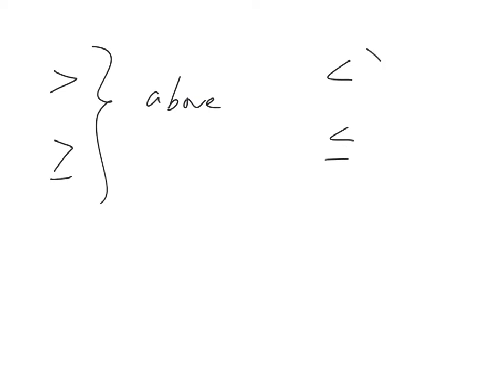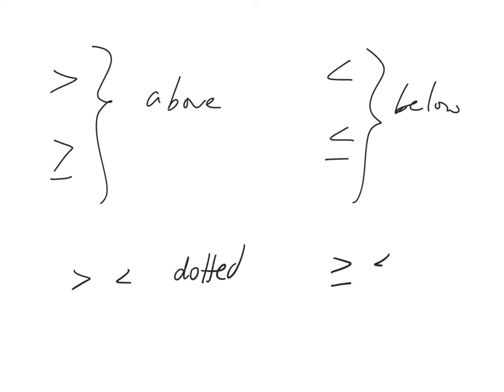Remember, these types of lines you shade above. These you shade below. If you have greater than or less than, it is a dotted line. Greater than or equal to or less than or equal to, you have a solid line. All these problems we're working on, we already did with just one equation. Now we're using two equations and seeing where they overlap.